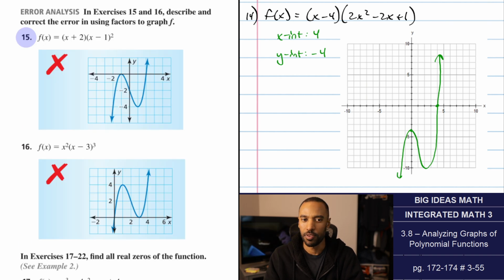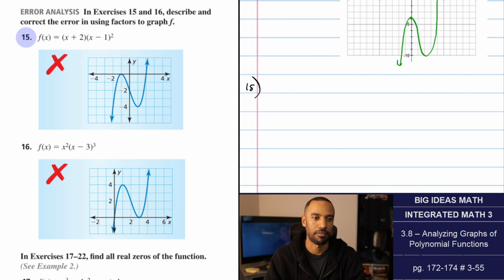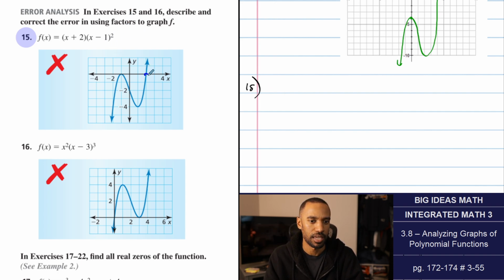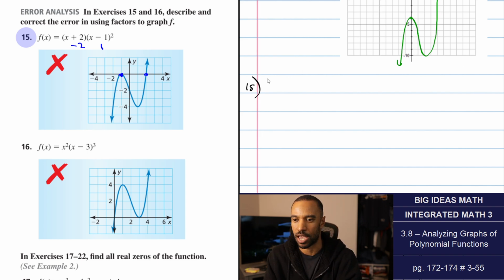Okay. Numbers 15 and 16 on error analysis, and they're doing a lot of cubics. Describe and correct the error in using factors to graph f. So on number 15, they have x plus 2 times x minus 1 quantity squared. This x-intercept is 2 and negative 1, whereas they should have had negative 2 and positive 1. Now, also, their turning points are probably based on what they called a negative and stuff like that. Because the bounce off should be where the 1 is. So they have basically their signs are off.